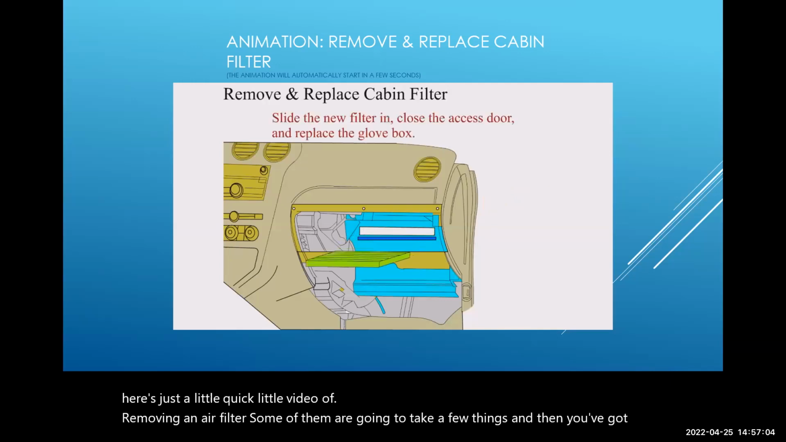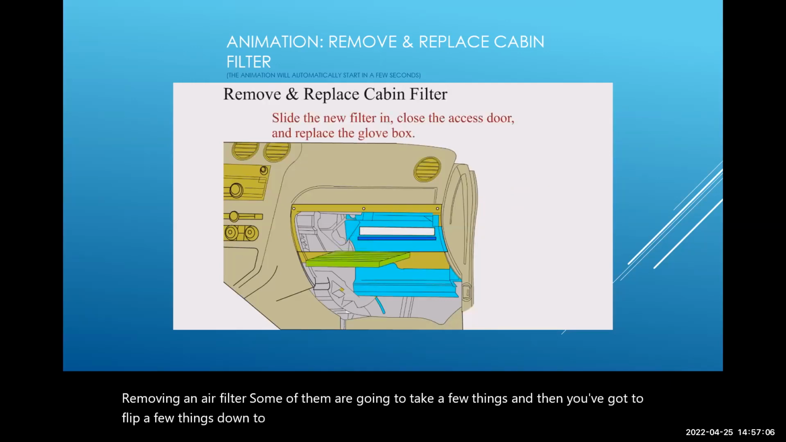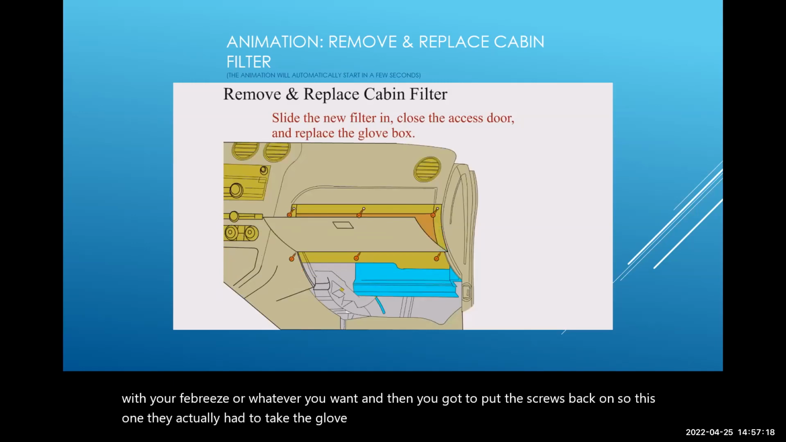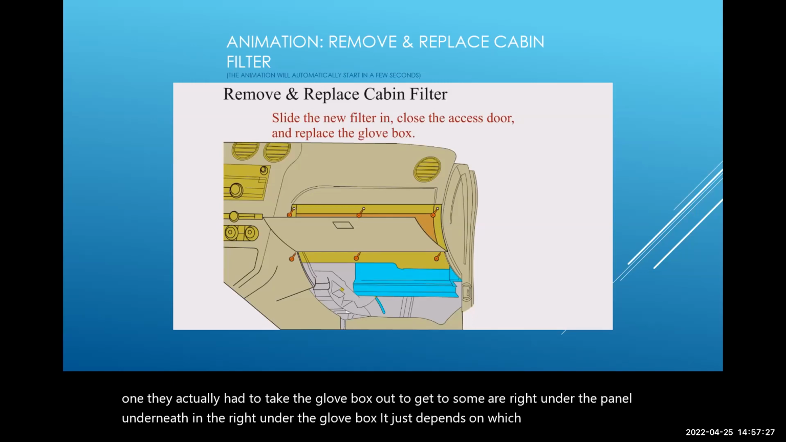Some of them you've got to take up a few things, and then you've got to flip a few things down to remove the filter, and then to get it back in, you put a new clean one in, with your Febreze or whatever you want, and then you've got to put the screws back on. So this one, you actually had to take the glove box out to get to it. Some are right under the panel underneath, right under the glove box. It just depends on which one you have on that particular vehicle.